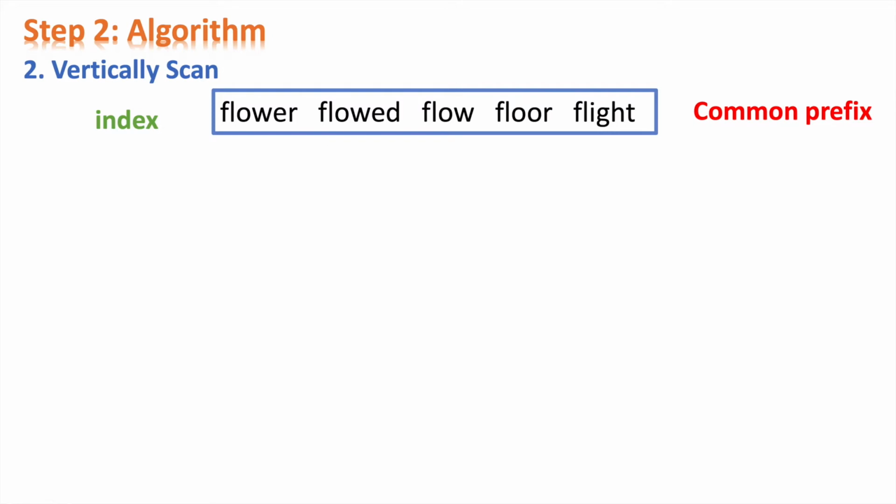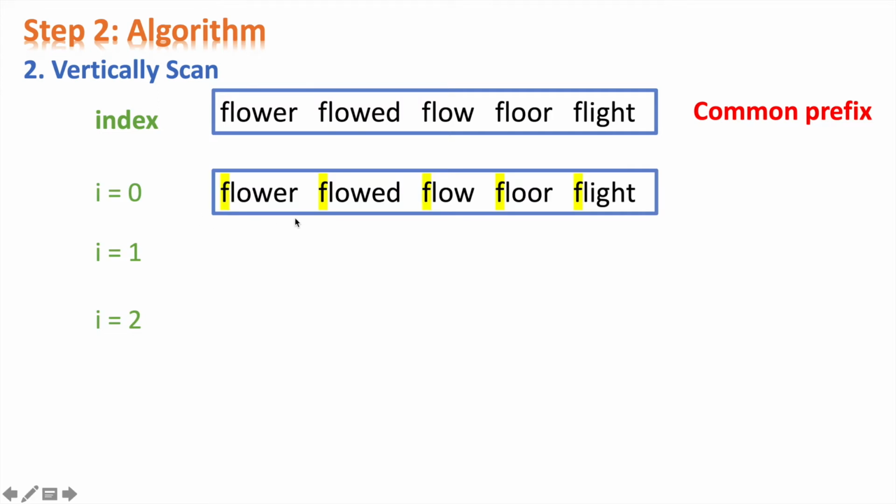So what is a vertical scan? Remember just now for the horizontal scan, we basically traversed the array and compared each string one by one. Well, here for the vertical scan, we compare the characters with the same index of each string one by one. Let's use this example to see how it works. First, I is 0. We check the character with index 0 of each string. It's all F, so the common prefix is F.